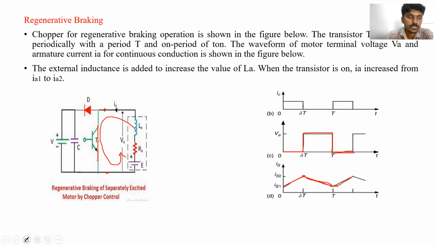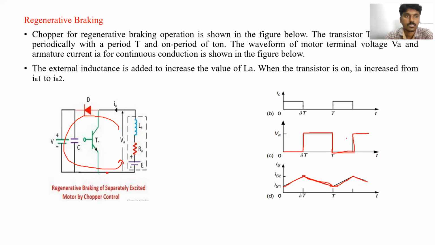Again, when the switch is in off condition, the current is still flowing in this direction. So again the magnitude of the current is going to decrease. Is it clear?